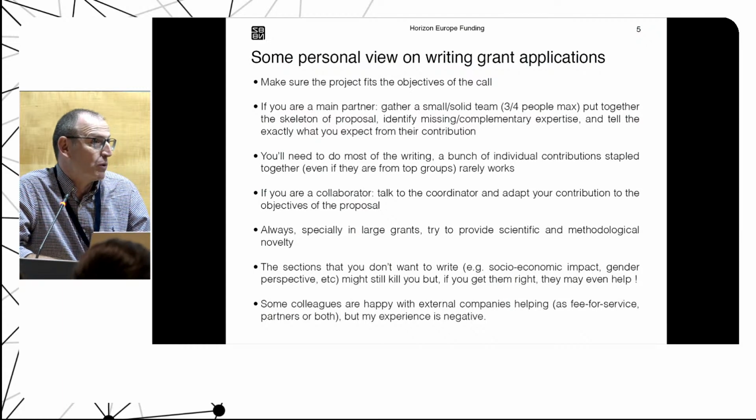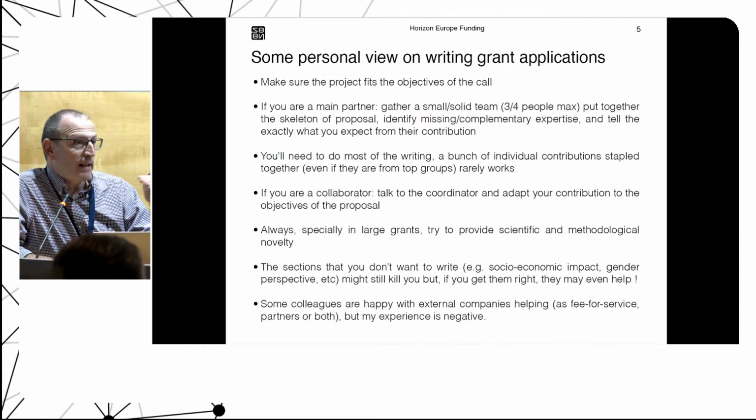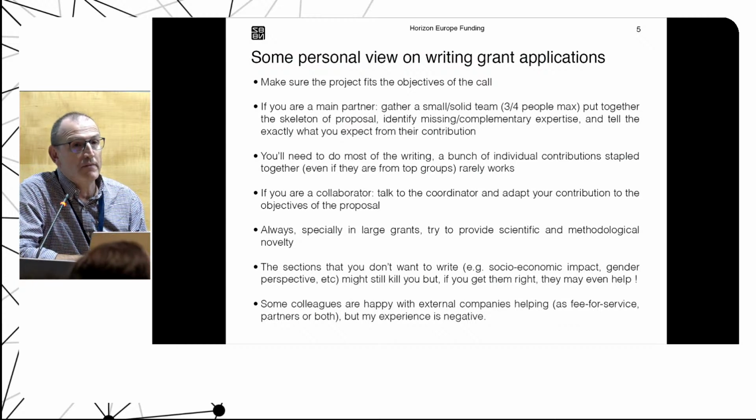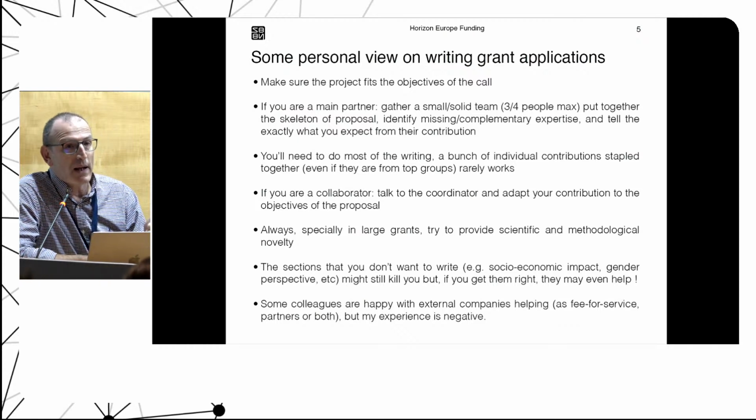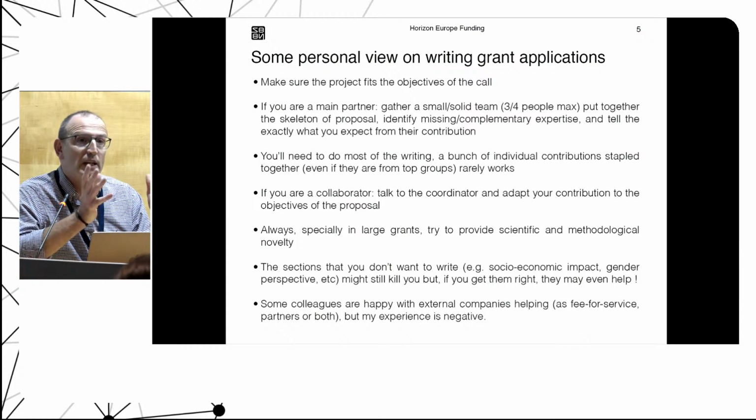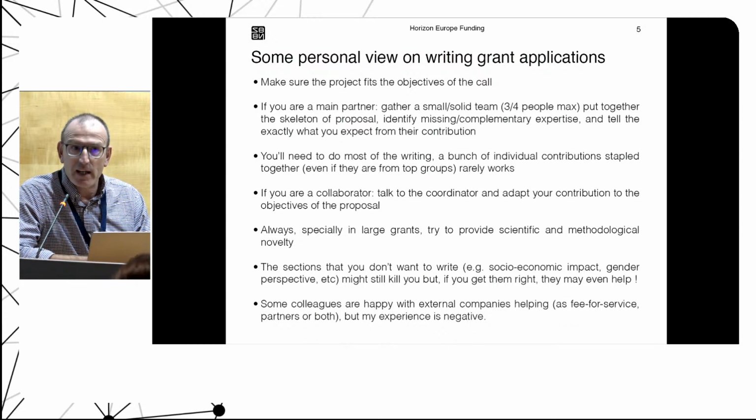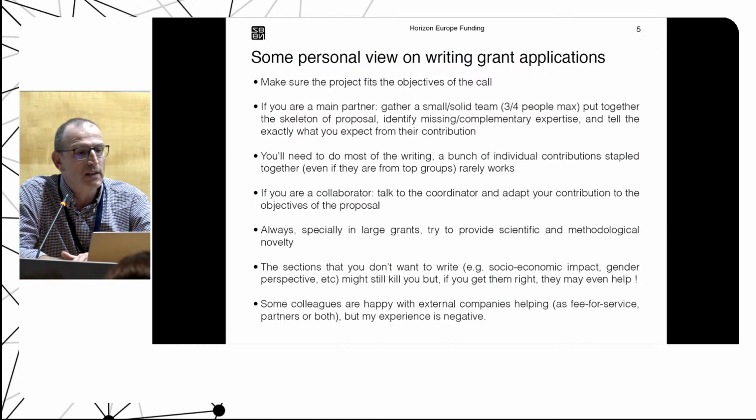So basically what we do is we look at the calls, and then if it half fits our interest, then we tinker with our proposal so that it really fits the objectives of the call. Because this is not like the Plan Nacional or the ERCs that Mari is going to be talking about in a second. So you cannot just suggest whatever you want to do. The reviewers already have a pretty clear idea of what they expect to see, because that's what the call says. So you have to make your project, whatever it is, fit the objectives of the call.